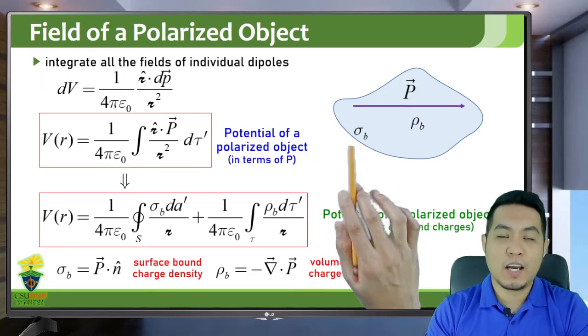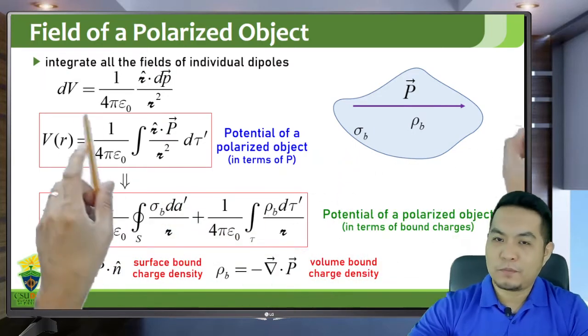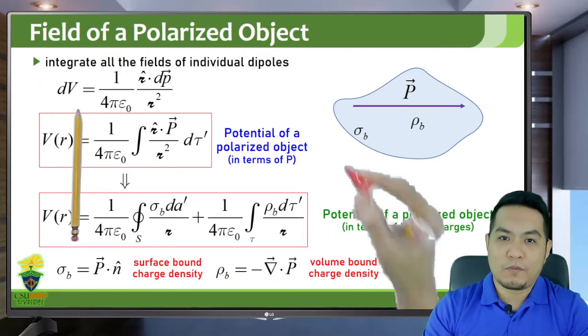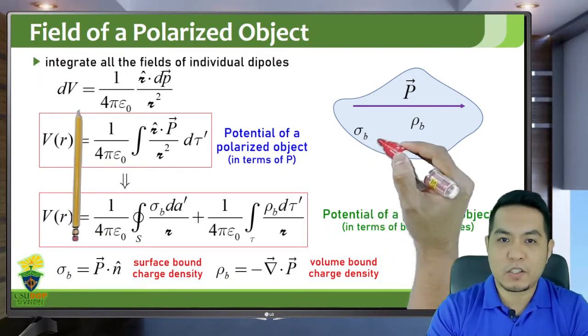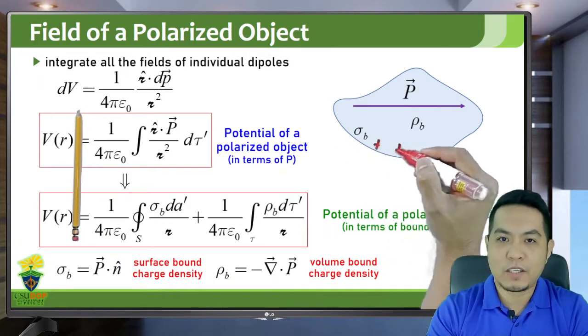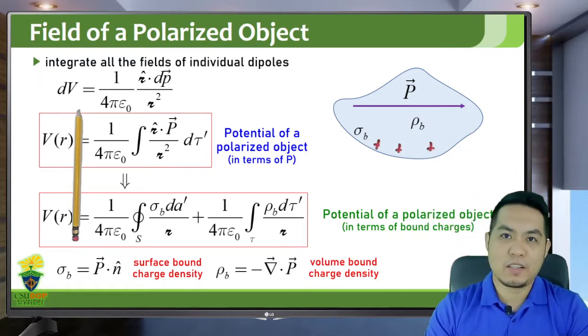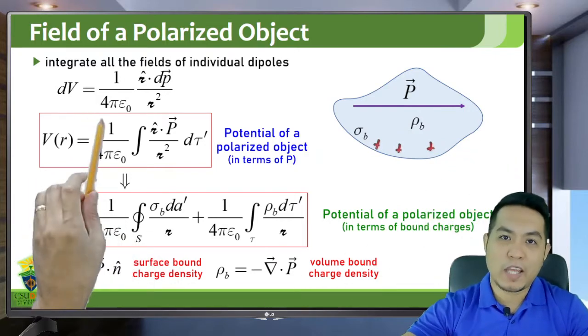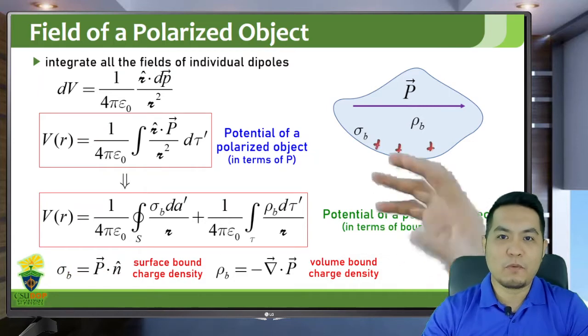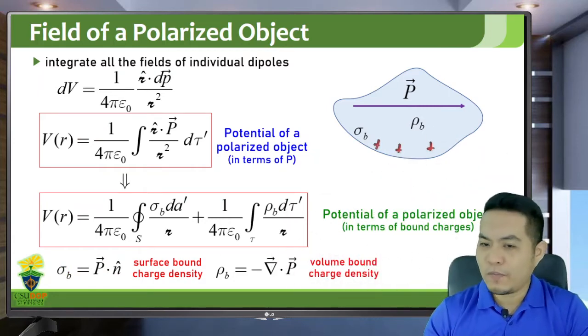These charges are actually just stationary. For example, if you have surface bound charges, then you have, say, positive charges here, positive charges here, positive charges there, and those are bound. They cannot move within the volume or within the surface of your material.